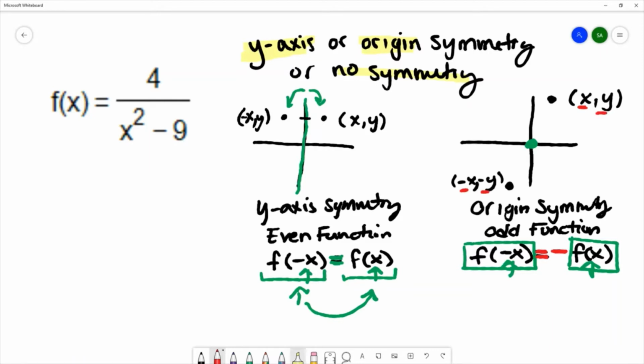So this is how we're going to test for symmetry. We're going to calculate f of negative x, and we're going to compare it to see if it comes out to be the same as the original function or the opposite of the original function. If it comes out to be the same, we can say that that function has y-axis symmetry. If it comes out to be the opposite, we can say that the graph has origin symmetry. And if it doesn't follow either of those patterns, then we're going to say no symmetry.